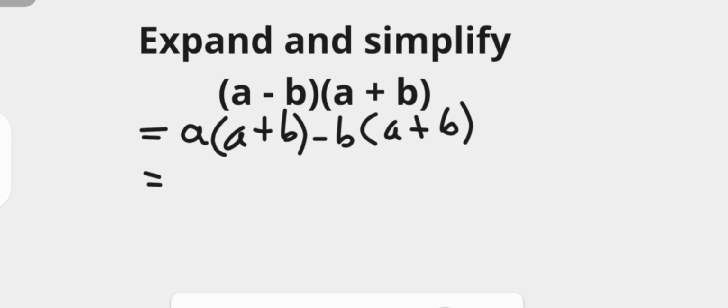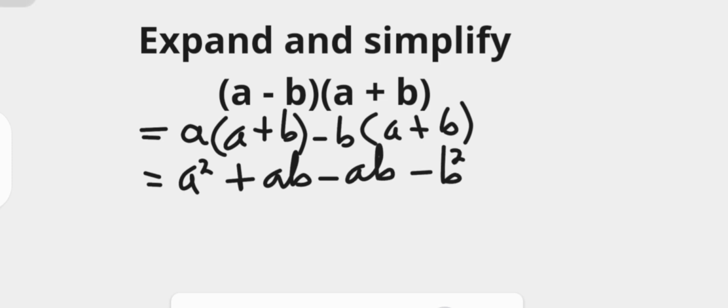And when we open this up, a times a gives a squared, while a times b gives ab. So that's plus ab. Then using minus b to open the other bracket, we have minus ab for minus b times a, and minus b squared for minus b times minus b. And this simplifies as a squared plus ab minus ab becomes 0. So we have minus b squared. You will observe here that in the expansion of the product a minus b and a plus b, the middle term disappears. That is, it became 0.